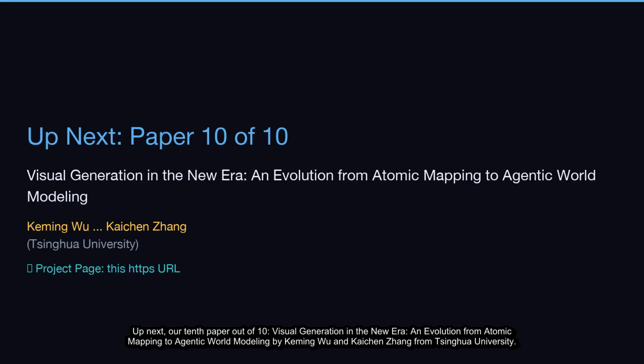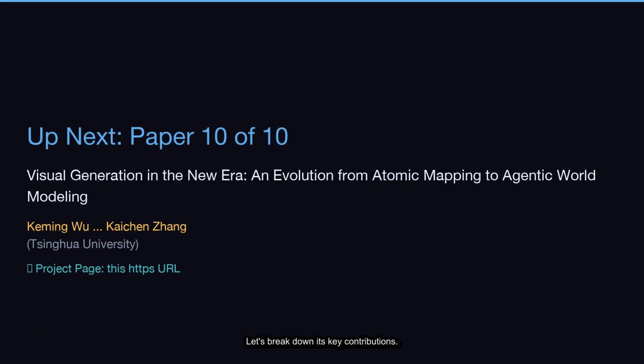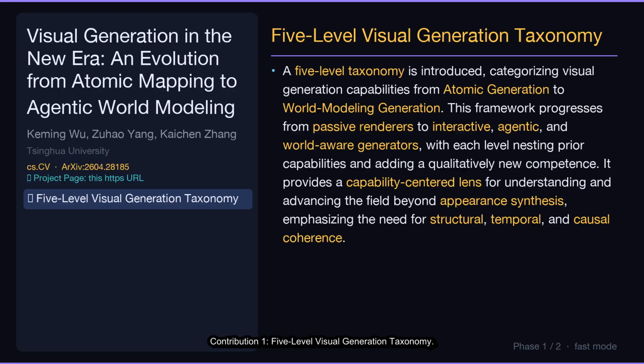Up next, our 10th paper out of 10, Visual Generation in the New Era, an evolution from atomic mapping to agentic world modeling by Qiming Wu and Kaichen Zhang from Tsinghua University. Let's break down its key contributions. Contribution 1. 5-level visual generation taxonomy.